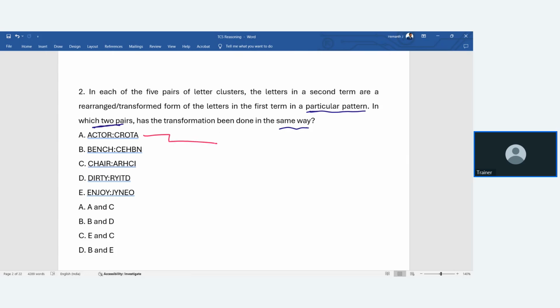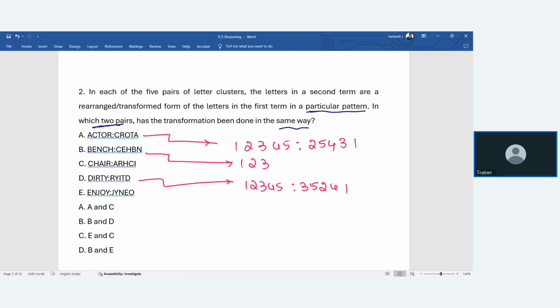Let us take this one. Actor: 1, 2, 3, 4, 5. C is nothing but 2. R is nothing but 5. O is nothing but 4. T is nothing but 3. So 2, 5, 4, 3, 1. Now the other one, I have to check that T. Take 1, 2, 3, 4, 5. On the right side R means 3. Now this is different: 3, 5, 2, 4, 1.